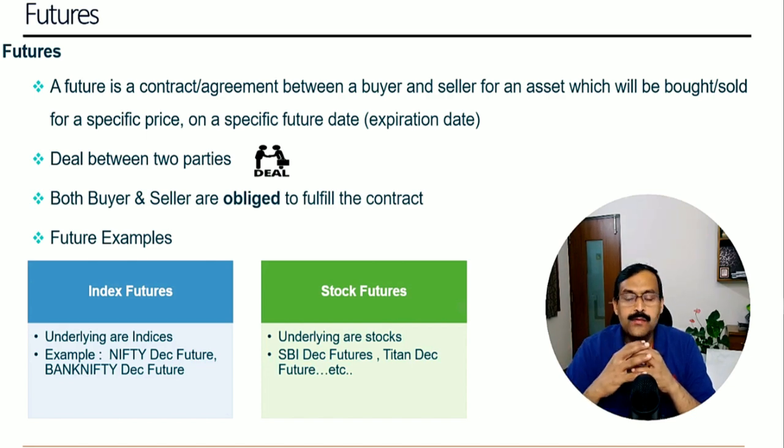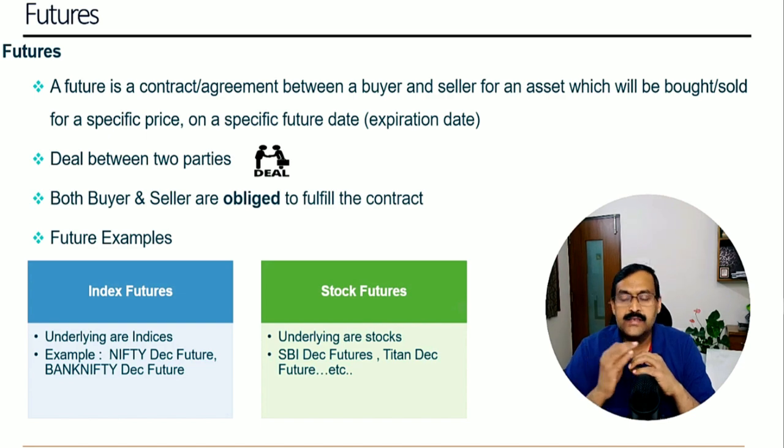The buyer has the view that the asset will go up, and the seller has the view that the asset will go down. So it is normally called going long in the future for a buyer, and going short in the future for a seller. This is actually a deal between a buyer and a seller. These are the two parties involved. Both buyer and seller have the obligation to fulfill the contract.